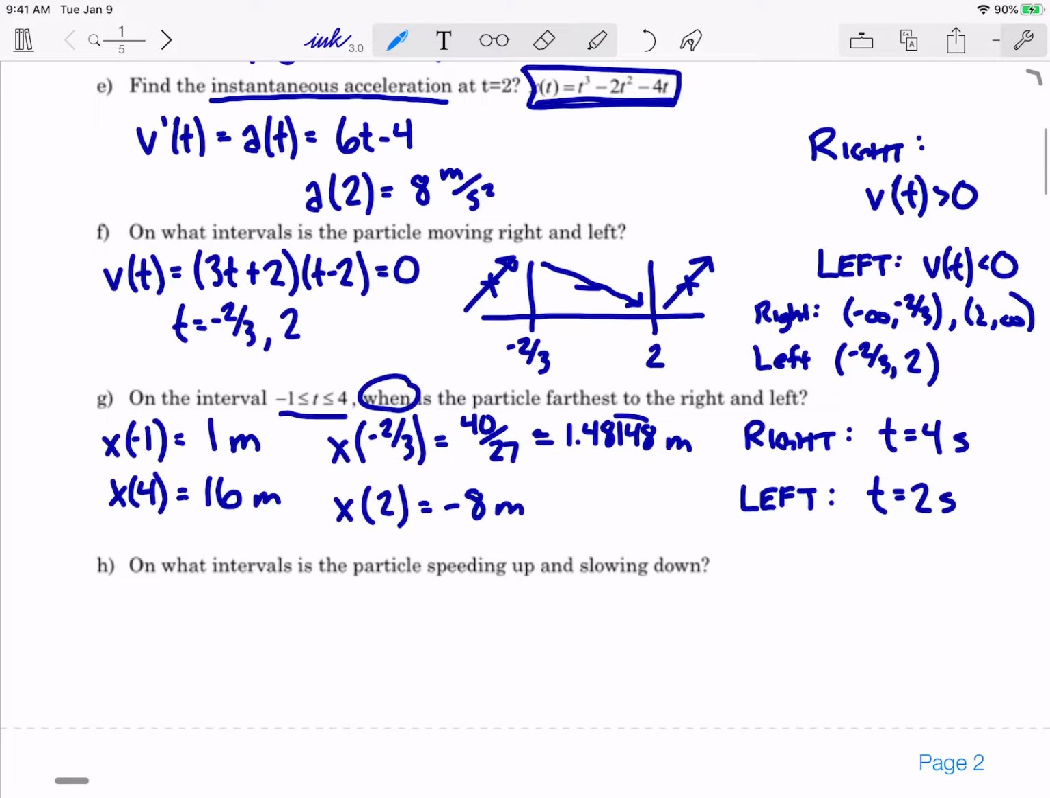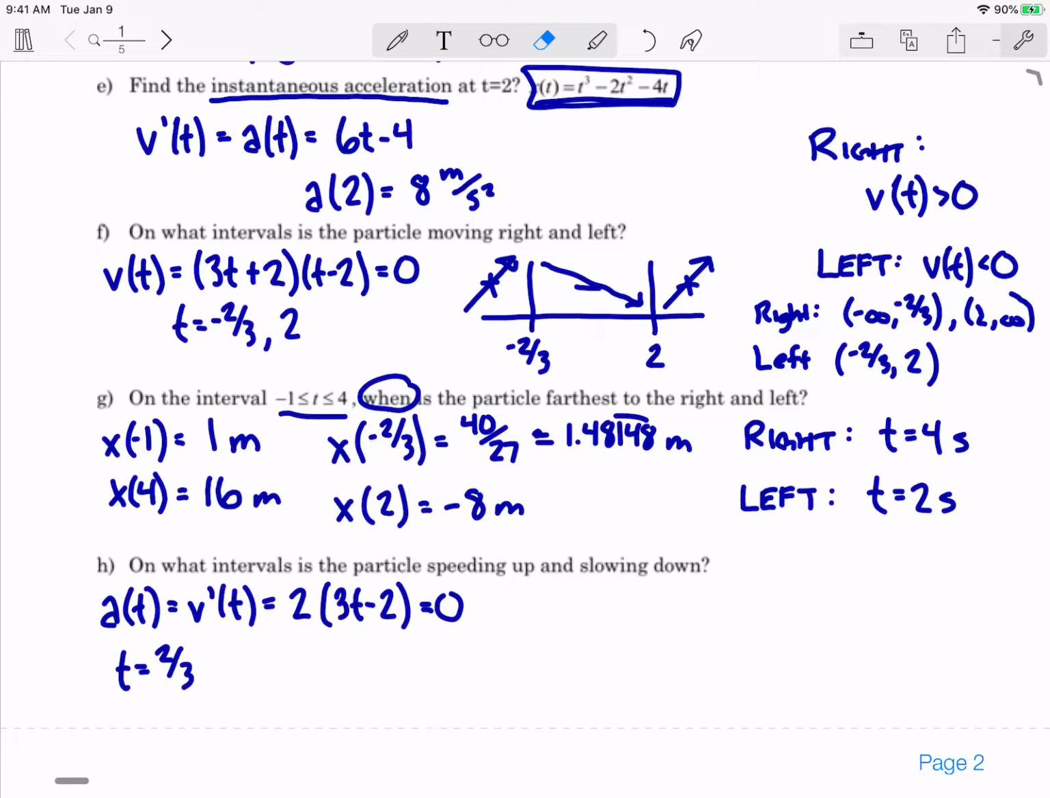Now the next question says, on what intervals is the particle speeding up and slowing down? So this is where I need to find acceleration and compare the signs of velocity and acceleration. So in taking my derivative of the velocity equation, I end up with 2 times 3t minus 2 in factored form. Set that equal to 0, I get t equals 2/3. So t equals 2/3 is my critical number for the acceleration.